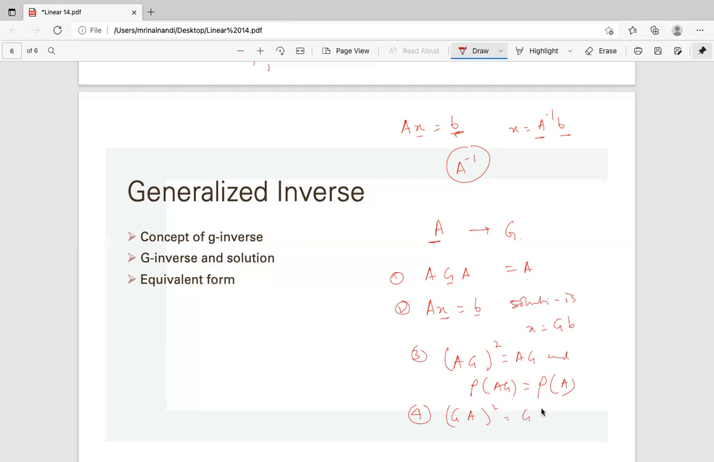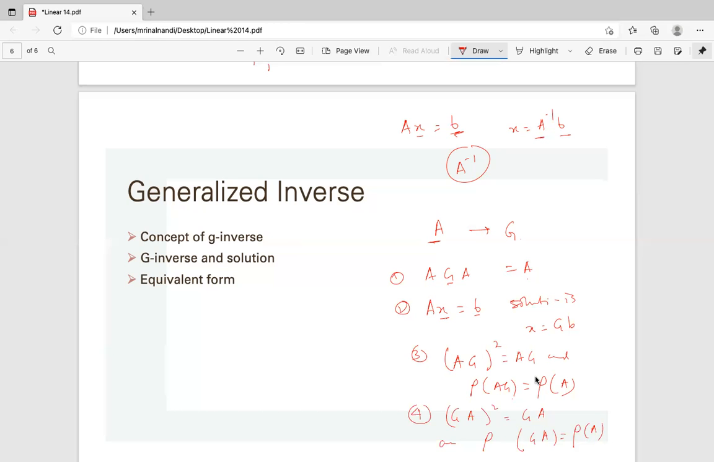And one more: GA is idempotent, GA square equal to GA, and rank of GA equal to rank of A. If one of them occurs, then the other three occur. So you have to check whether AG is idempotent and whether rank of AG equals rank of A or not. In that case, G is the G inverse. And what is the utility of G inverse? G inverse is used to find the solution.